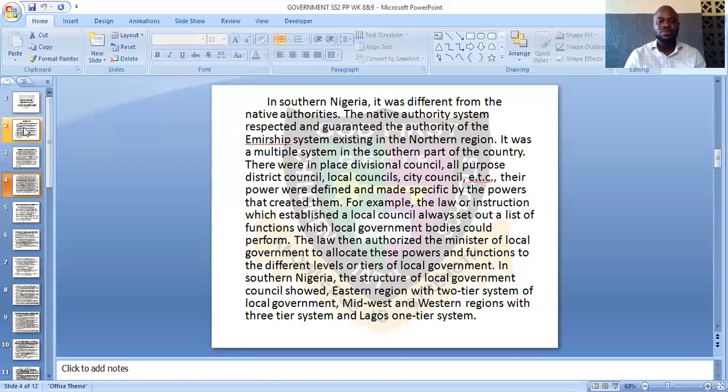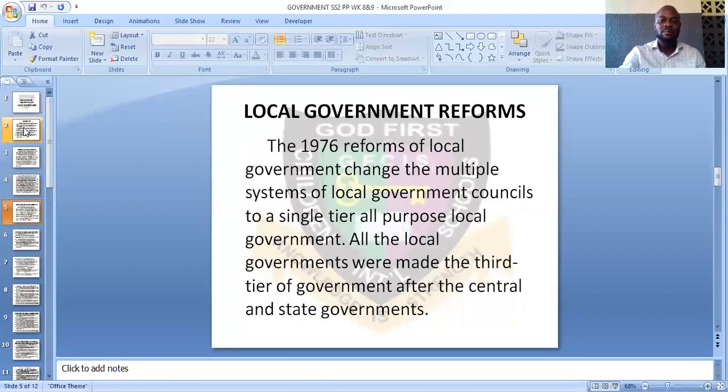In southern Nigeria, the structure of local government councils showed the Eastern region with a two-tier system of local government, the Midwest and Western regions with a three-tier system, and Lagos with a one-tier system. And moving on to the local government reform. The 1976 reform of local government changed the multi-purpose system of local government councils to a single-tier, all-purpose local government.